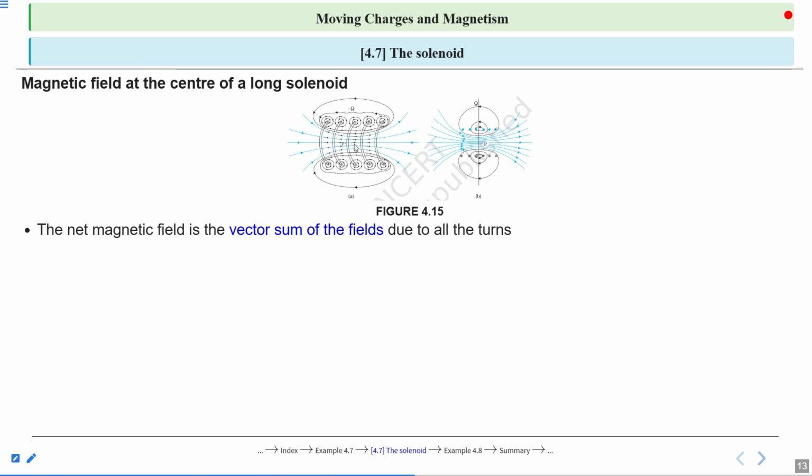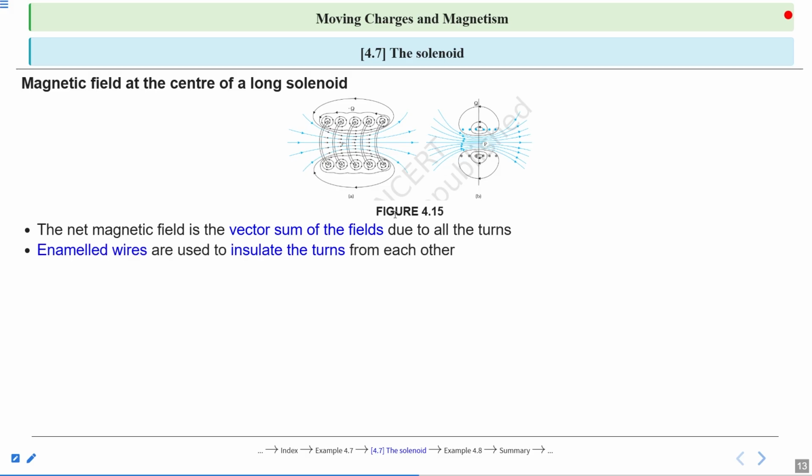So the net magnetic field is the vector sum of the fields due to all turns. If we calculate the net magnetic field at the center inside the coil, that will be the vector sum of the fields due to all the turns. The magnetic field produced by all the turns will be added up, but since it is a vector quantity, it is a vector sum of the fields, not a simple algebraic sum.